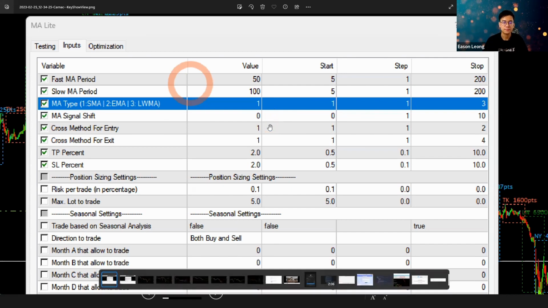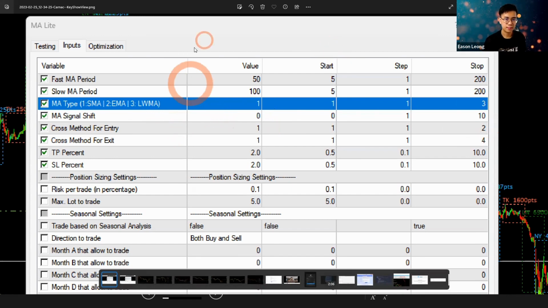Now, cross entry method. Cross up buy, cross down sell. But if you use the value of 2, meaning that it will do the opposite for you. When it crosses up, it will sell when the value is actually 2.